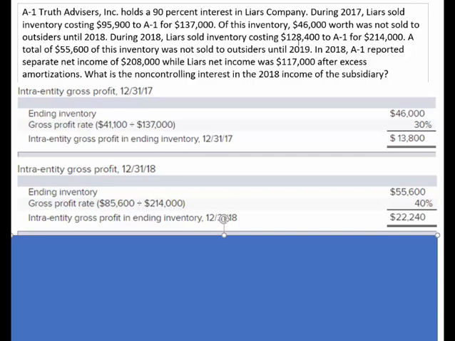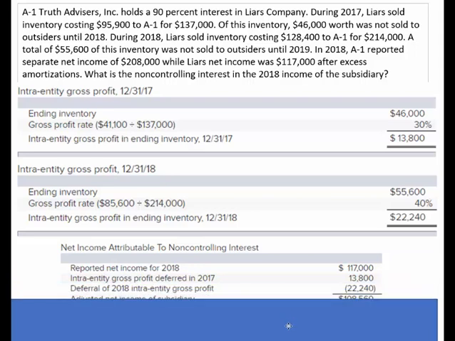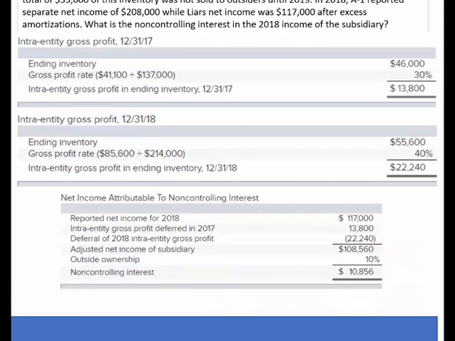If we subtract 128,400 from the selling price of 214,000, that's the gross profit amount. Take the gross profit amount divided by the selling price, and we come up with the gross profit rate. Now that we have the ending inventory times the gross profit rate, we can calculate the intra-entity gross profit in ending inventory at the end of 2018. Now, once we have that information, we can answer the question, what's the non-controlling interest?